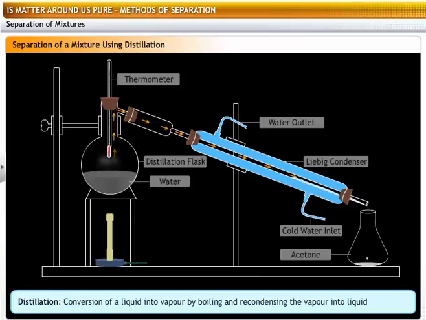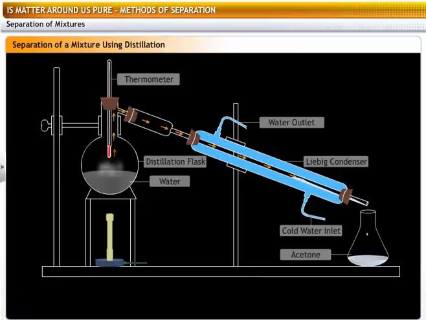This process of conversion of a liquid into vapor by boiling and then recondensing the vapor into liquid is called distillation. This method is used for the separation of a mixture containing two miscible liquids that boil without decomposing and have a large difference between their boiling points.